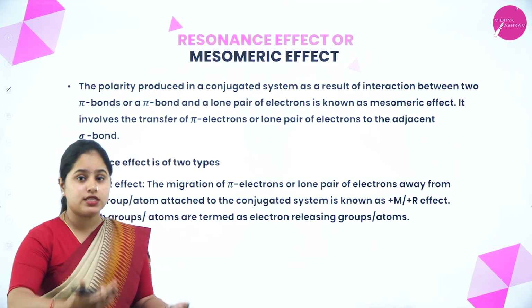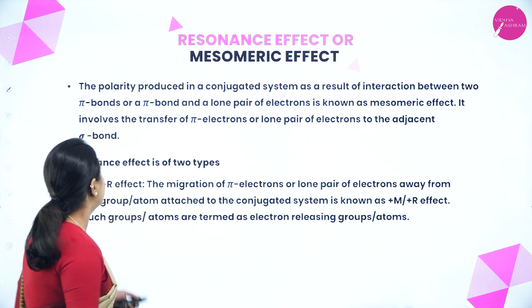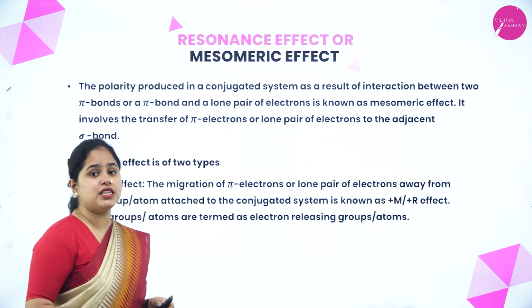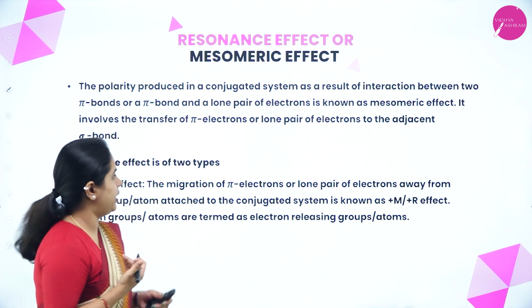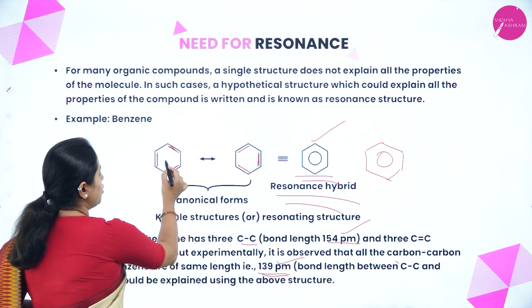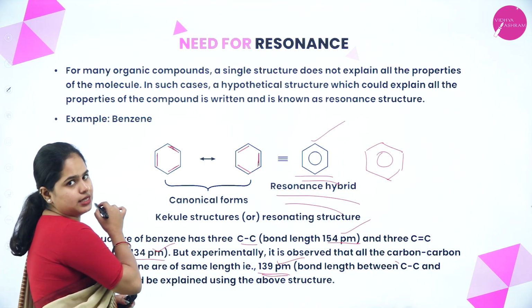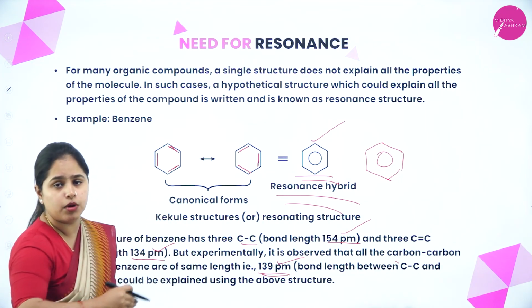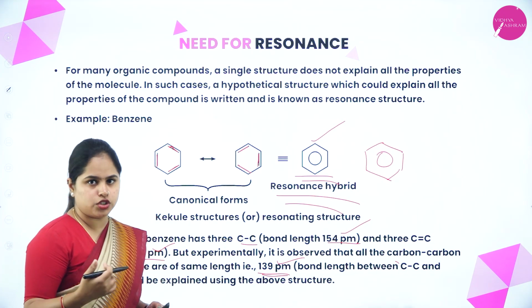Now we are going to study what is resonance effect or mesomeric effect. So the polarity produced in a conjugated system. Conjugated system means alternate double bonds will be laid, like in the case of benzene. Yes, here you can see a double bond. The next position is a single bond again. Then double bond, single bond, double bond, single bond. Alternate double bonds will be there. So that is called a conjugated system.